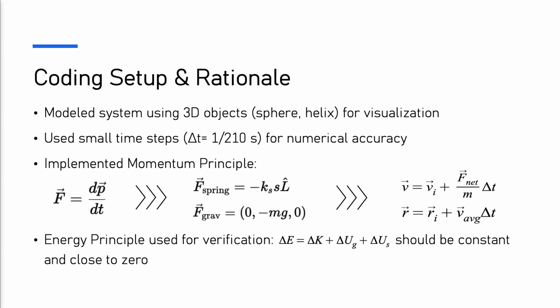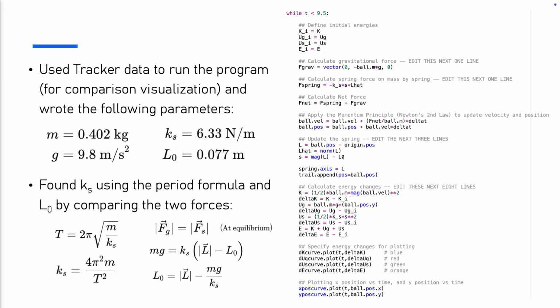Meanwhile, I used the energy principle to verify that delta E total stayed constant and close to zero throughout the simulation. I imported the Tracker data into the program for visual comparison and defined my system parameters based on the experimental results. By rearranging the period of oscillation formula as you see here, I derived a value for the spring constant using an estimate of the period from my lab data, finding that Ks equals 6.33 newtons per meter.